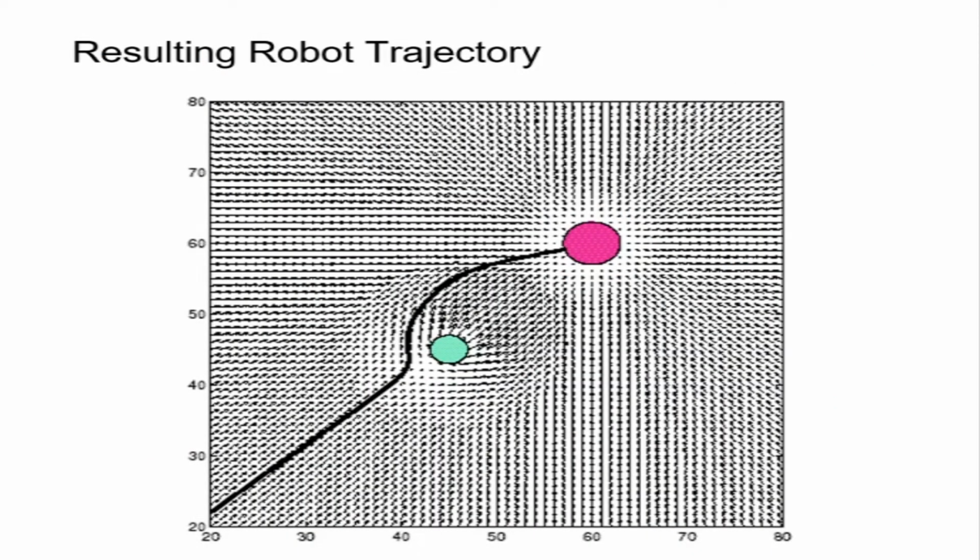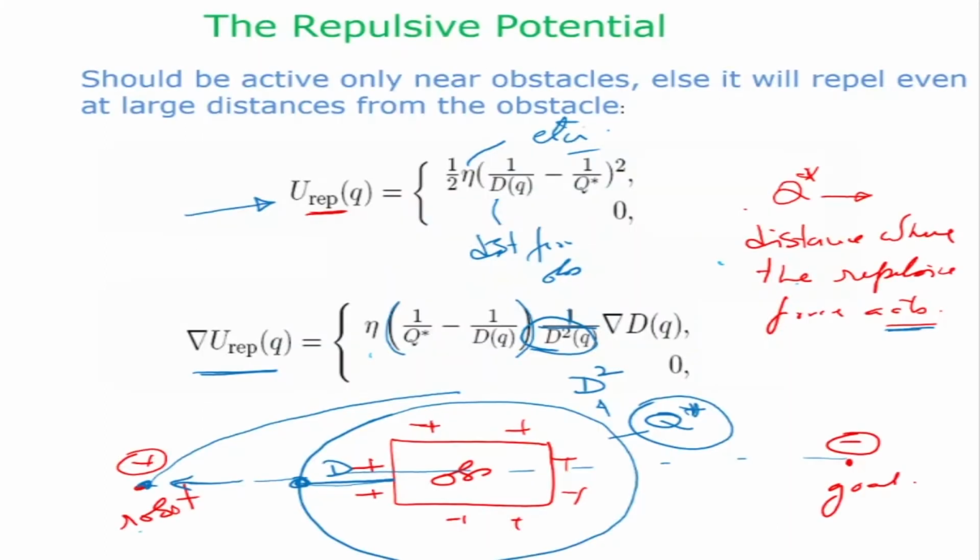Now this is basically a pictorial view of how the whole thing works. We have an obstacle, a goal, and the robot is somewhere here. Suppose I say my zone of influence is somewhere here. This Q star is also called the zone of influence. Only within that distance is the effective force going to start working, not otherwise.